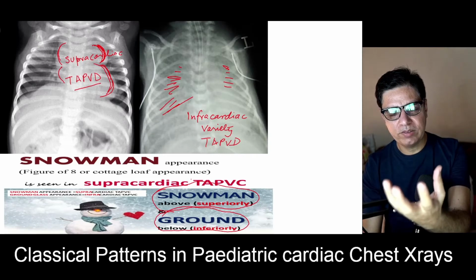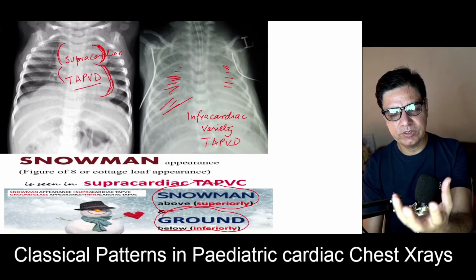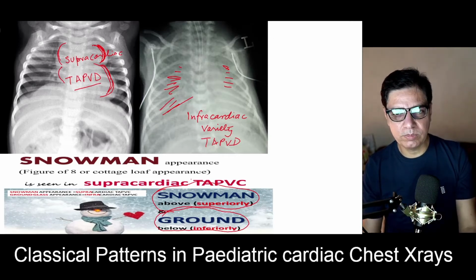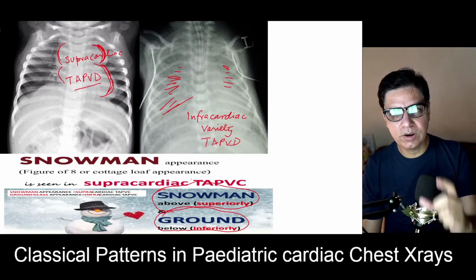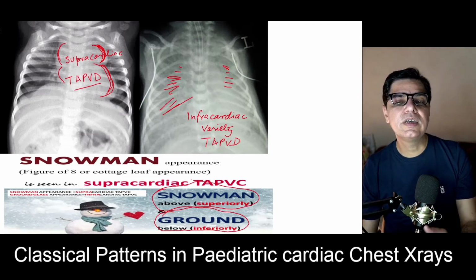So the snowman, the figure of eight, is for supracardiac type because it's above, and lower is infracardiac type, which is the ground glass appearance. So that way you can also remember. So in total anomalous pulmonary venous drainage, if it is the figure of eight, that is a supracardiac type. If it is of the ground glass appearance, then it is the infracardiac type.